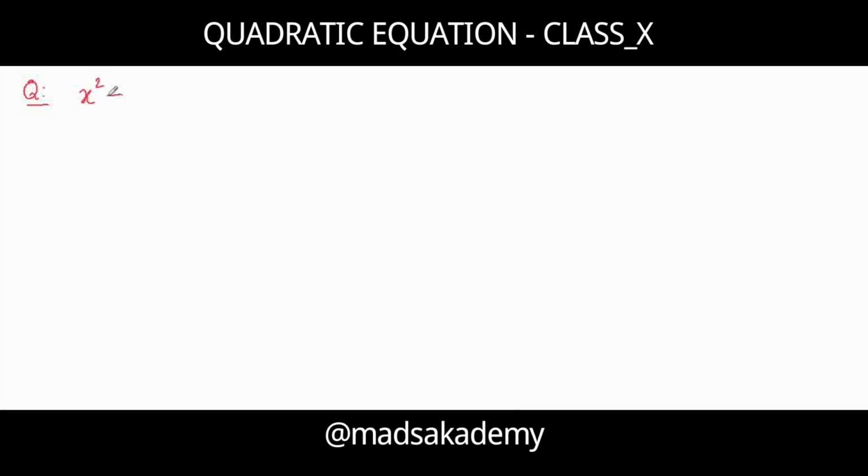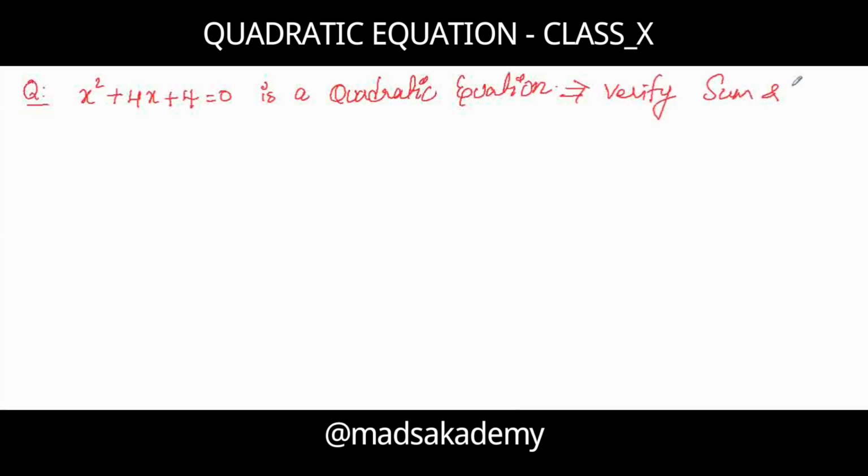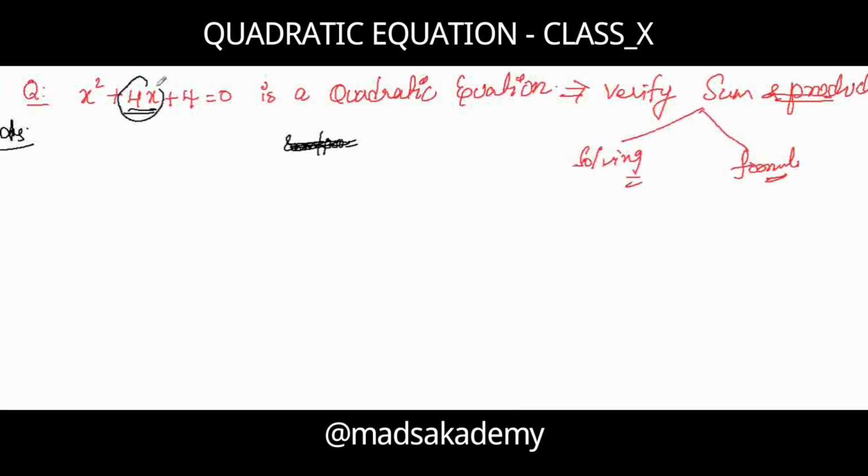x square plus 4x plus 4 equal to 0 is a quadratic equation. Now they'll ask you to verify the sum and product of the roots. Solve this question. So how to solve? Our middle term is 4x, right? So 4x can be split so that when you multiply, you should get 4x square, and when you do addition or subtraction, you must get 4x.